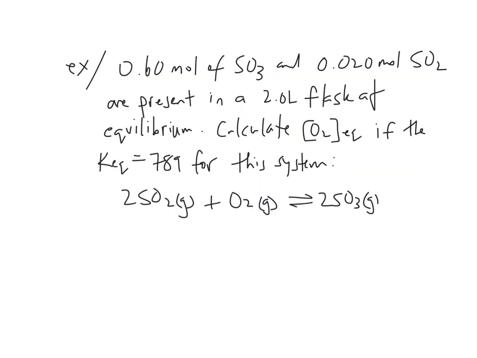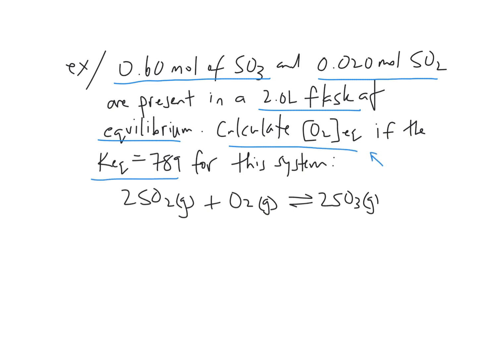All right, so let's take a look at a proper system with amounts detailed and everything else. Let's say we have 0.60 moles of SO3, 0.020 moles of SO2, and they're present in a 2-liter flask at equilibrium. Of course, we're going to assume all those things are proper to establish the equilibrium, like the flask is closed, nothing can enter or exit, no matter that is. What we're being asked to do is calculate the equilibrium concentration of O2 if we know the equilibrium constant is equal to 789 for this system, and here is the balanced chemical equation for that system.